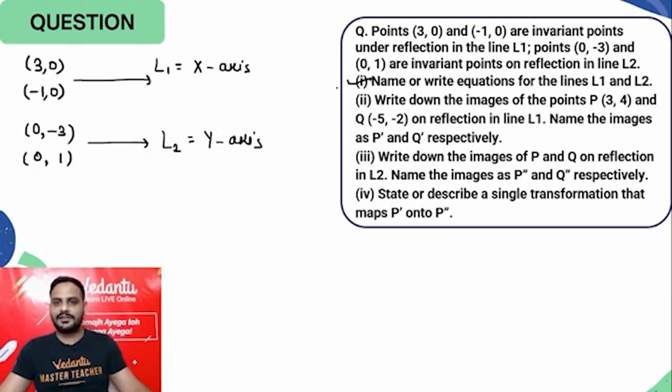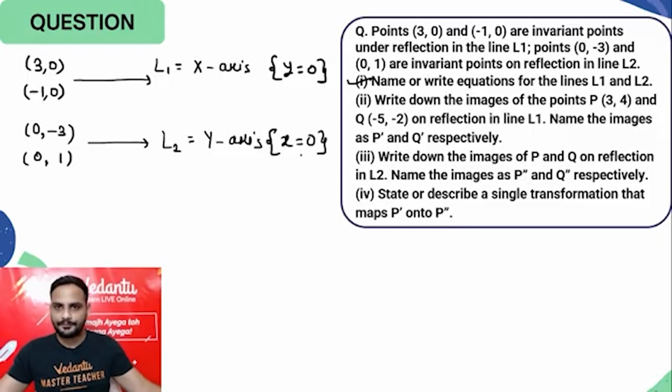So name and write the equations. Equation for x-axis, guys, remember it is opposite, y equal to 0, because on x-axis y coordinate is 0 for all the points, and for y-axis the equation is x equal to 0. Write down the images of the points P and Q on reflection in the line L1. Name those images P dash, Q dash. So how easy it is.